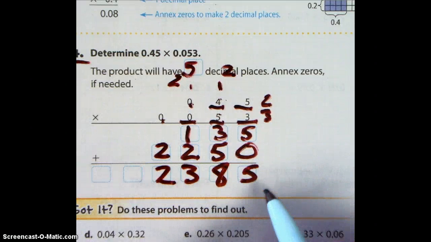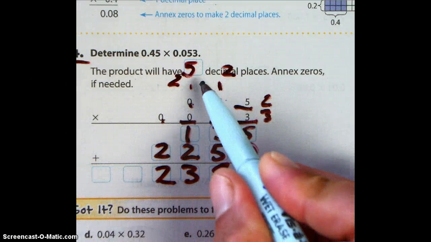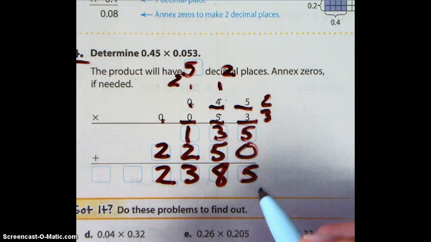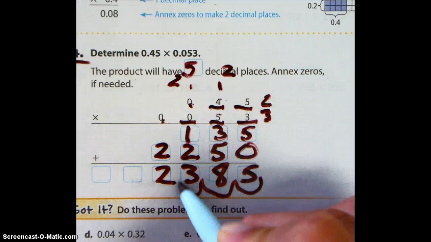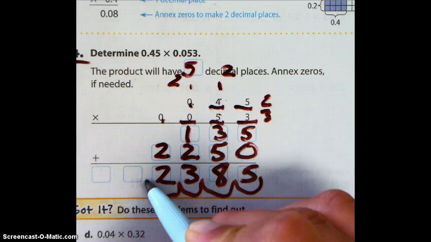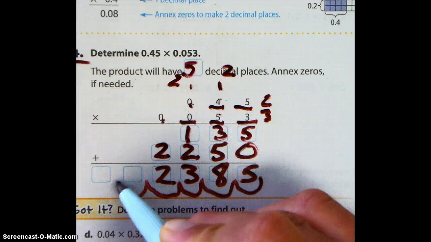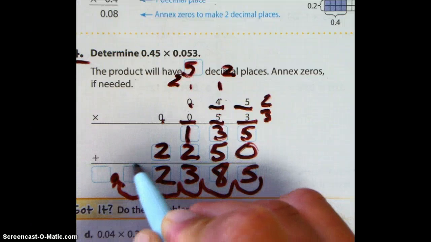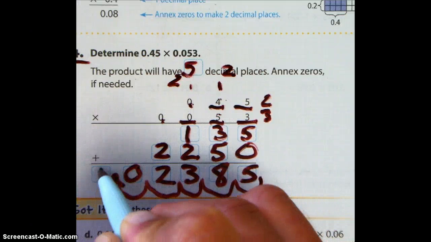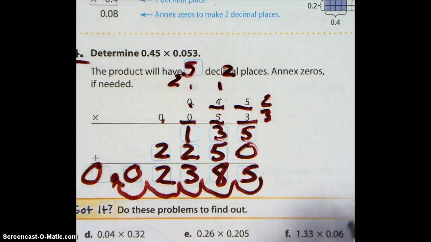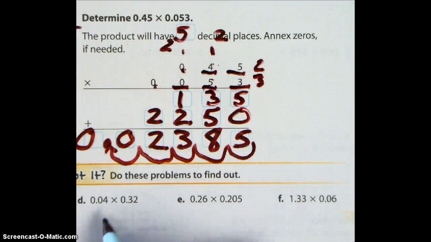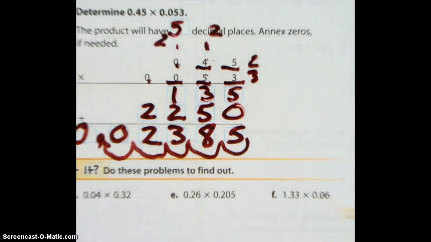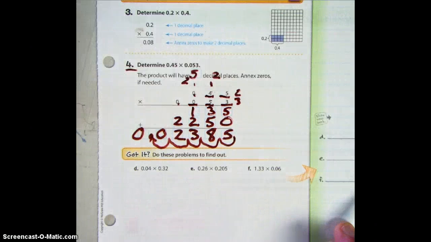Now we said that there would be 5 decimal places. 1, 2, 3, 4, and look, this is very important, 5. We are going to have to put in an annex 0 there and our good leading 0 before the decimal. Now, if you've got it, you're going to do these problems to the right and answer them over here in the column.